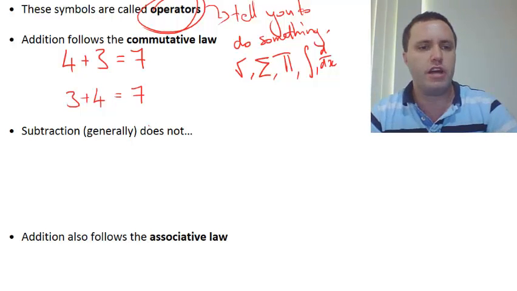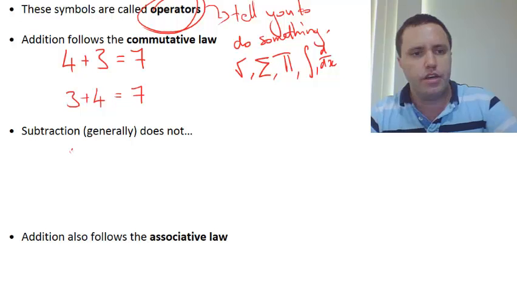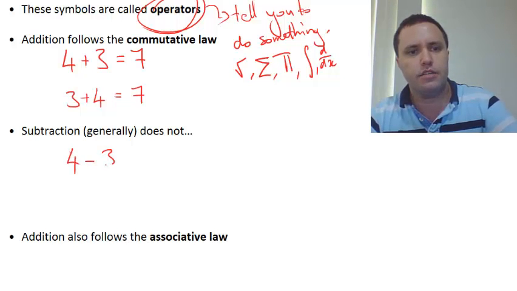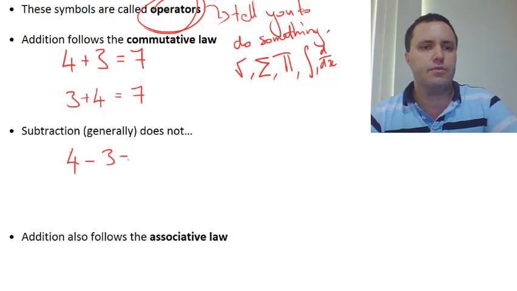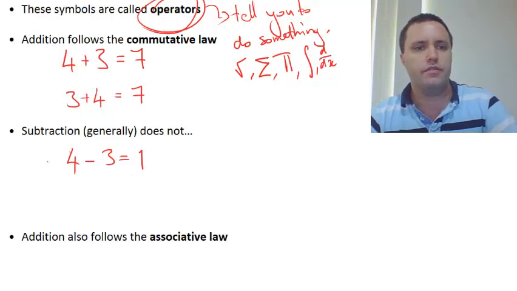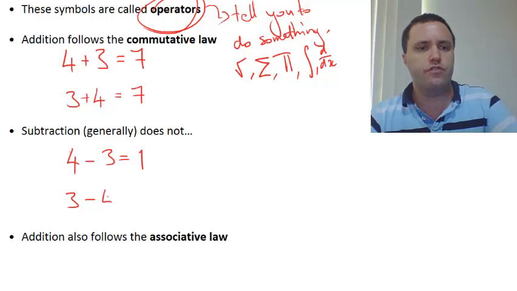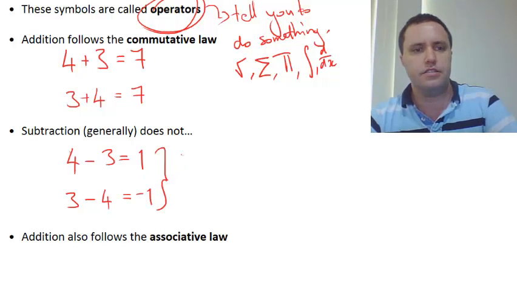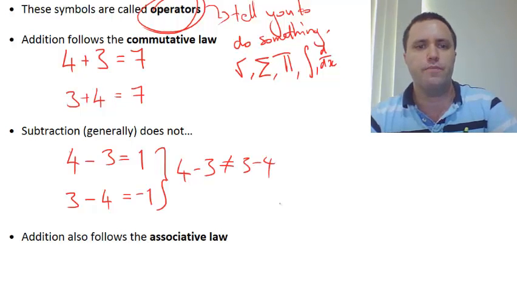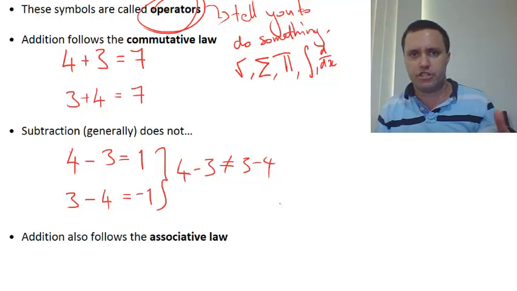Okay, subtraction, however, generally does not. So let's look at this. 4 minus 3 is equal to 1, right? However, 3 minus 4 is equal to negative 1. So this tells us that 4 minus 3 is not the same as 3 minus 4. So you can't switch subtraction around.